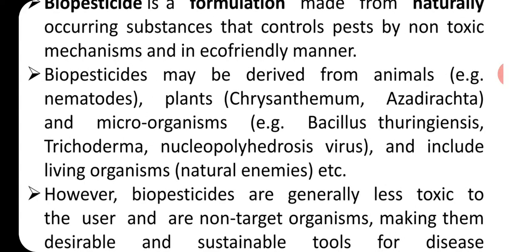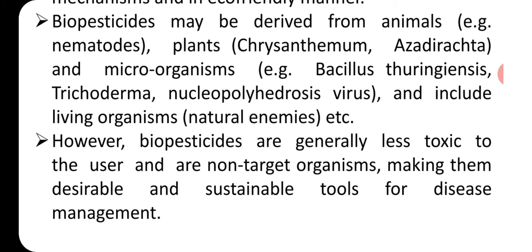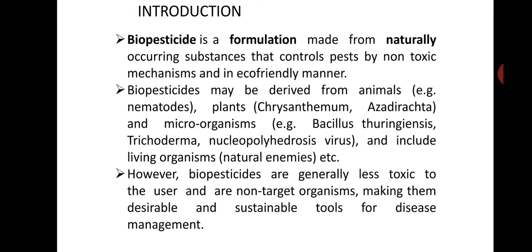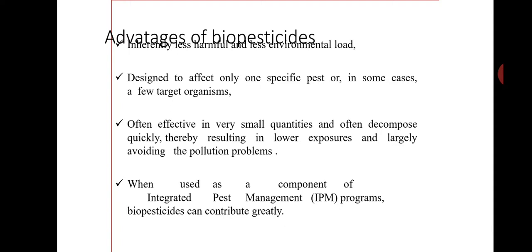It may be derived from animals like nematodes, plants like chrysanthemum, and microorganisms like Bacillus thuringiensis, Trichoderma, etc. If you have seen, read or heard earlier about Bacillus thuringiensis, BT cotton, right? BT brinjal. It means that particular strain of cotton or brinjal is derived from BT, Bacillus thuringiensis. They are generally less toxic to the users and to non-target organisms also. So that is why they are a preferable tool for utilization in crop fields.